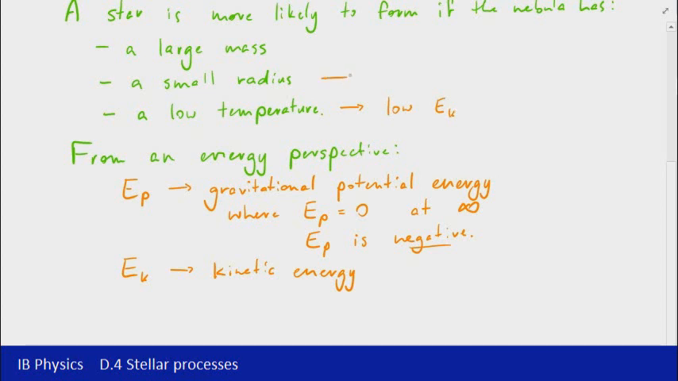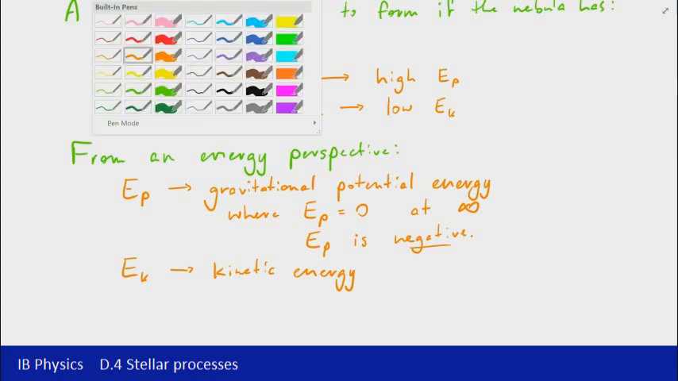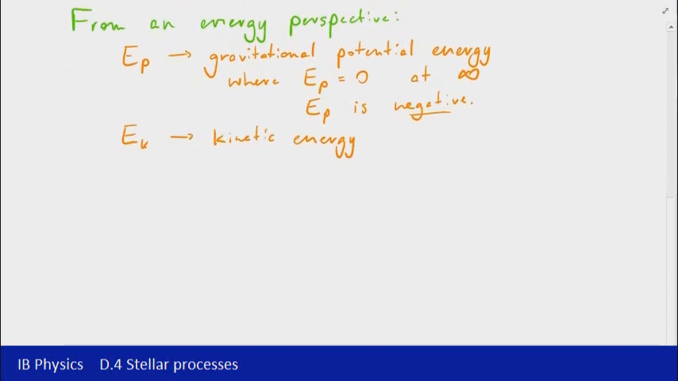If we're talking about a small radius, that means the particles are close together, so the magnitude of the gravitational potential energy is going to be quite large. The large mass really ties into both of those. Large mass can cause an increase in kinetic energy, but it can also cause an increase in potential energy, so it's not quite as critical a factor to talk about when we're looking at the energy perspective. So for those two quantities of energy, instead of phrasing it in terms of mass, we can phrase Jeans' criteria for star formation in the context of the energy involved.